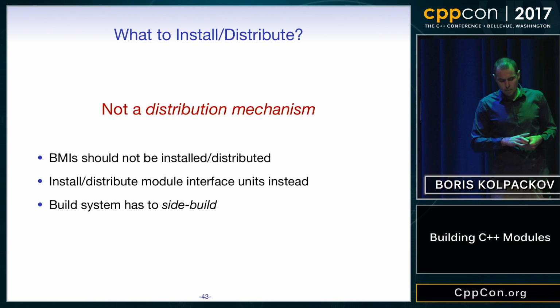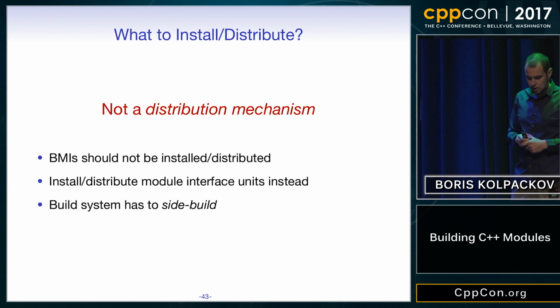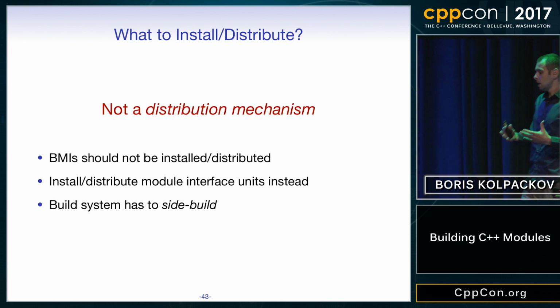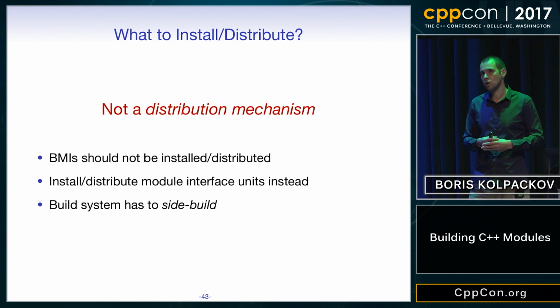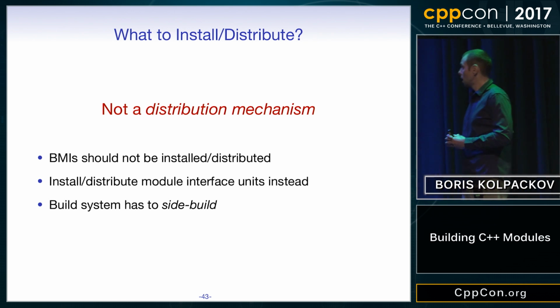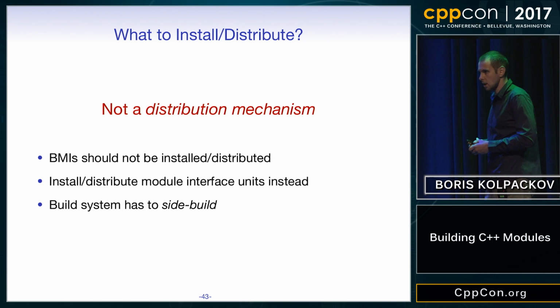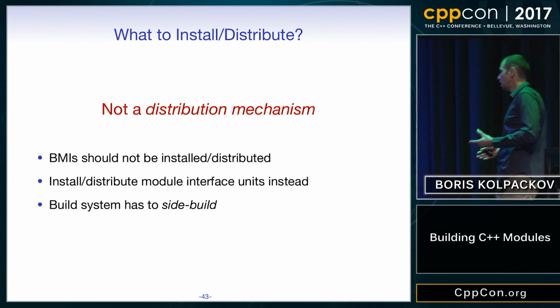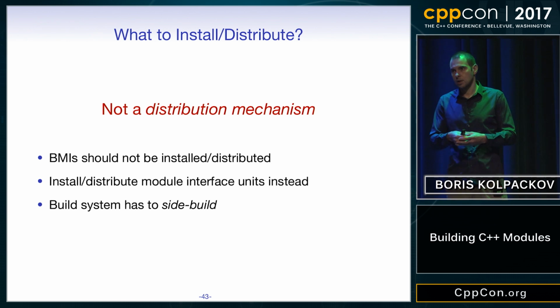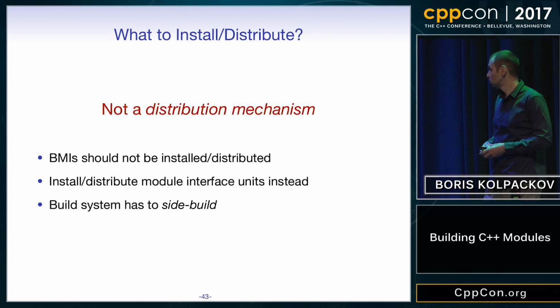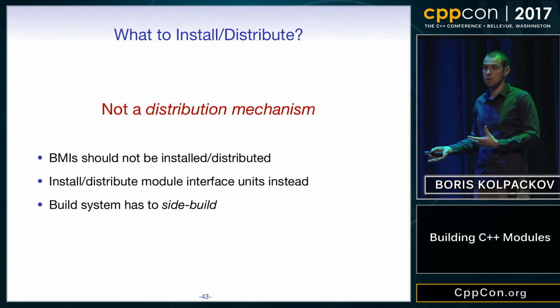We also notice that this dependence, or potential dependence, on compiler options is a very murky area and currently unspecified. This dependence on the compiler options may suggest that BMIs are actually not a good distribution mechanism. They probably should not be installed and should not be distributed, maybe with some exceptions like the standard library provided by the compiler. Instead, for our own libraries, we should probably install the interface unit source code, which, again, the build system has to be prepared to side build.